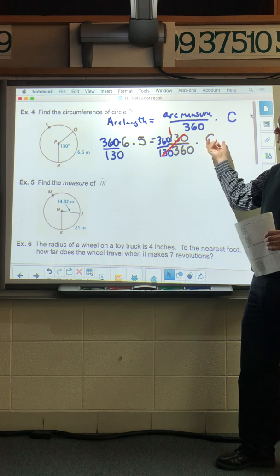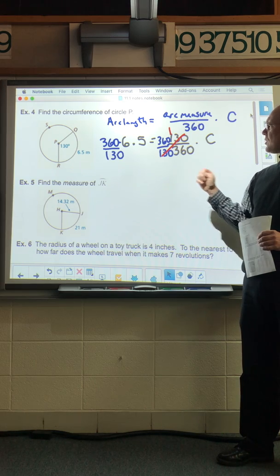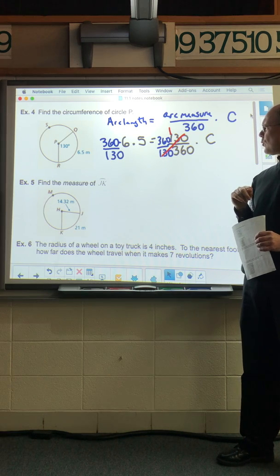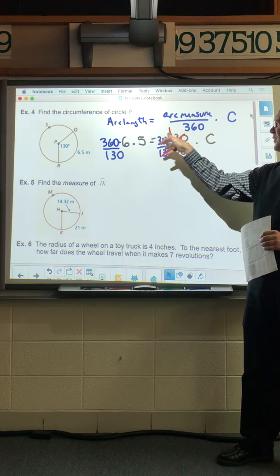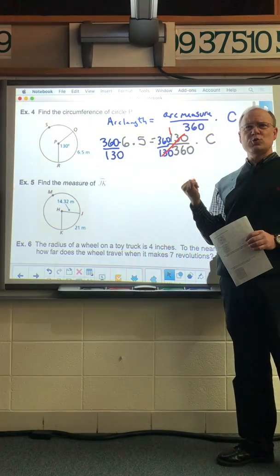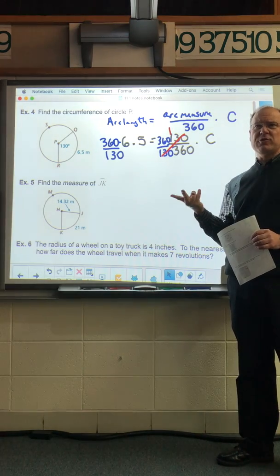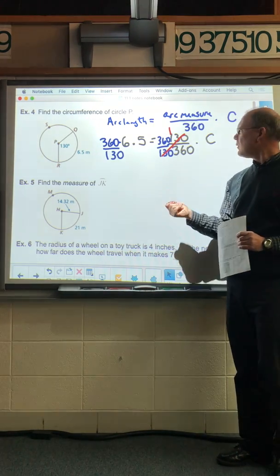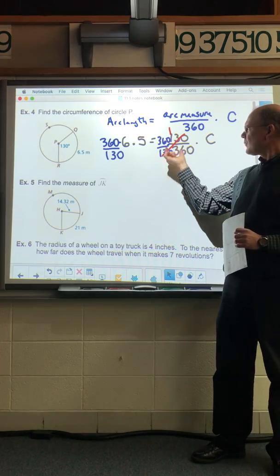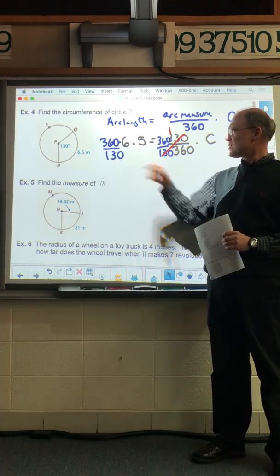So to solve for the circumference, we're multiplying by the reciprocal. The reciprocal of 130 over 360 is 360 over 130. You multiply something by its reciprocal, you get 1. It's like 2 times 1/2 is 1. 3 times 1/3. 1/3 of 3 is 1. So we can make this 1 by multiplying by the reciprocal. So then we multiply the other side of the equation by that same fraction there, 360 over 130.